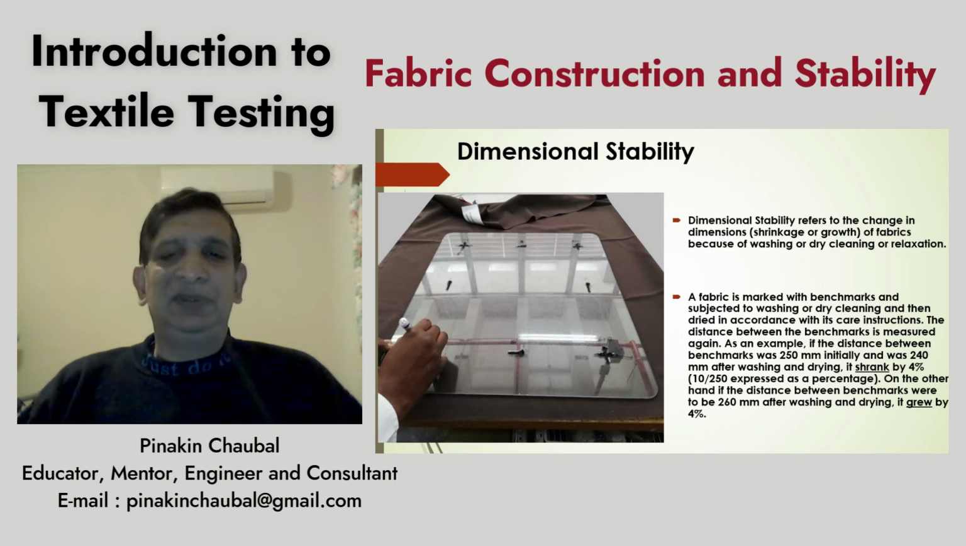As an example, if the distance between benchmarks was 250 millimeters initially and was 240 millimeters after washing and drying, it shrank by 4%. Ten divided by 250 expressed as a percentage is 4%. On the other hand, if the distance between benchmarks were to be 260 millimeters after washing and drying, it grew by 4%.